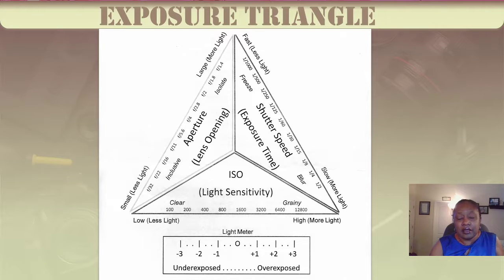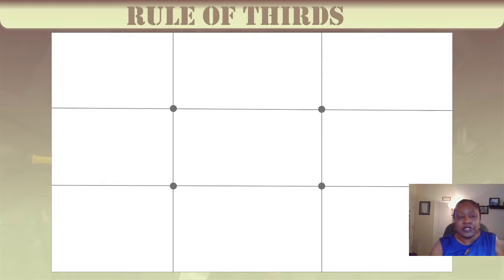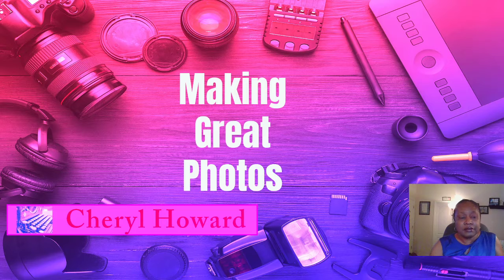to create great pictures. We did touch a little bit on light meter, and we also talked about the rule of thirds and placing our image in one of the key areas as indicated by the dots there in the rule of thirds. And so today we want to touch on, what does it take to create great photos?